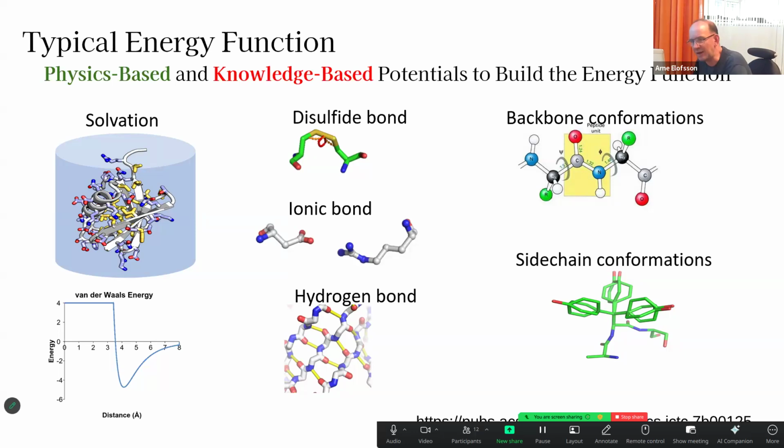You can use a faster knowledge-based method with coarse-grained descriptions, but then you lose accuracy. So people have tried to do this since the 1980s or so, and so far it has been quite unsuccessful at predicting structures of proteins, I would say.